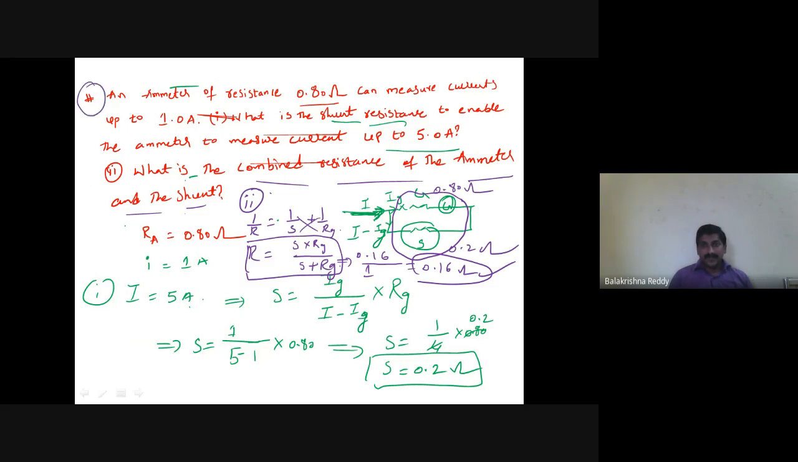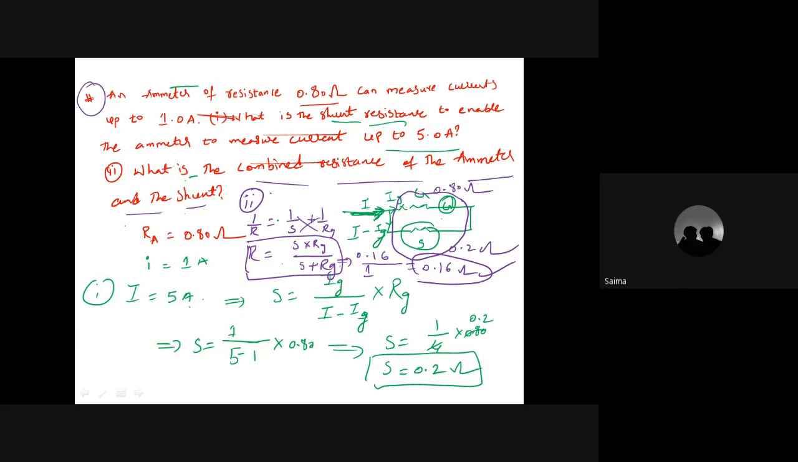Similarly, with respect to the voltmeter, we always enhance the resistance of the galvanometer, and then it acts as a voltmeter. Remember, we enhance the resistance of the galvanometer, then it acts as a voltmeter. On that basis, we have to understand the concept and apply it.